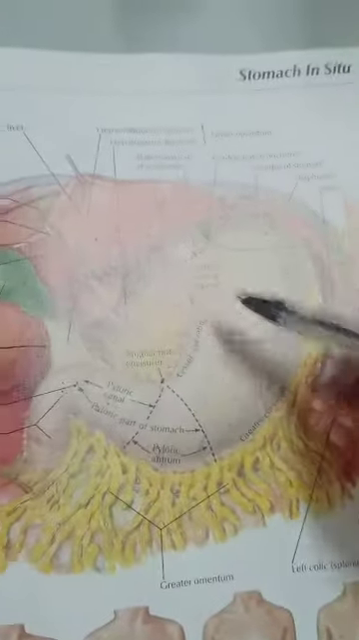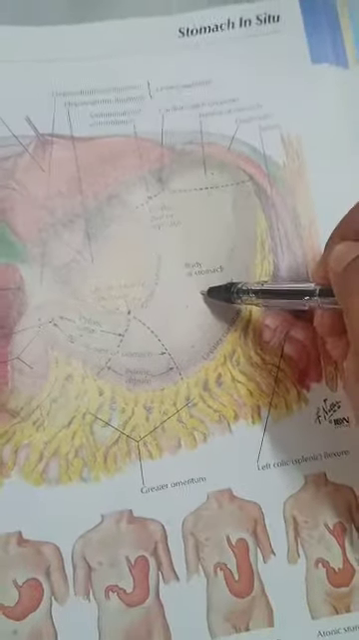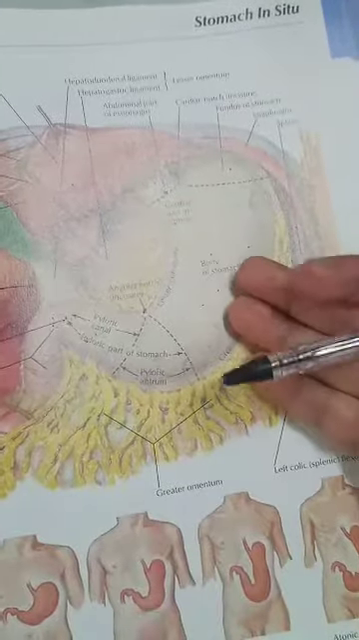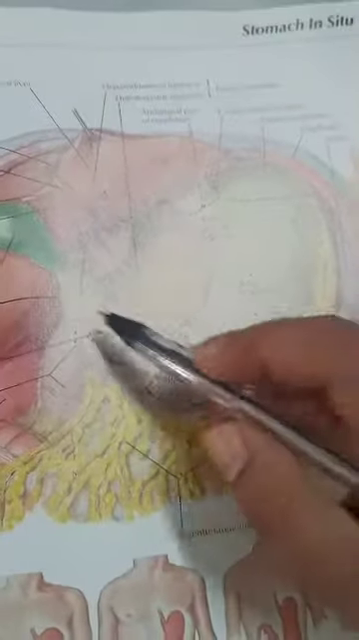Sorry, I forgot to tell you about the relations of the stomach. So this is our stomach. We already said it has an antero-superior surface and a posterior-inferior surface. So, the anterior relations of the stomach: what are the structures related anteriorly to the stomach?